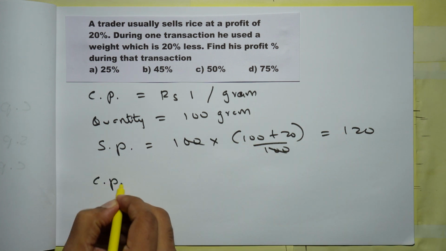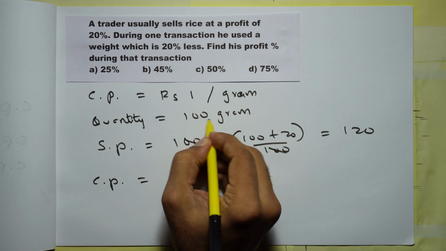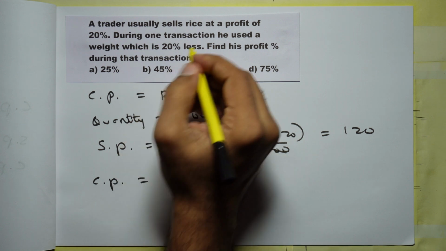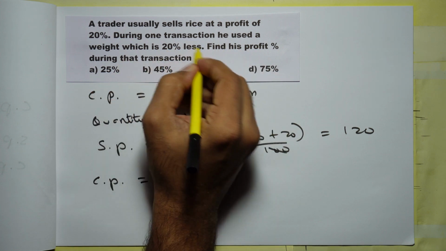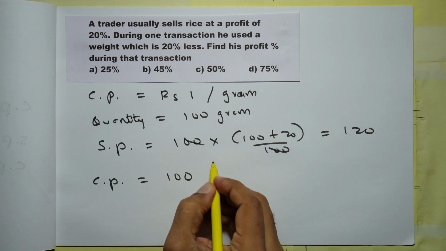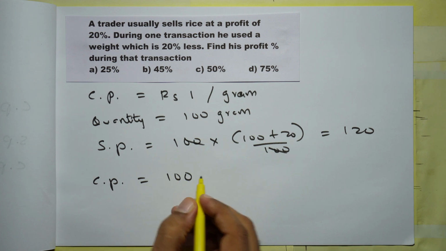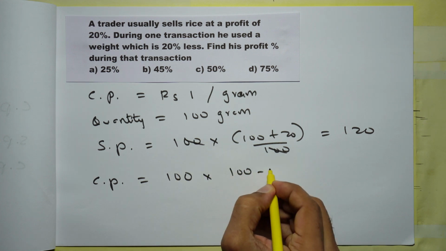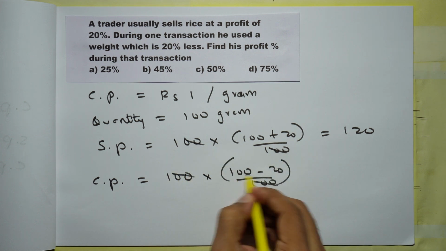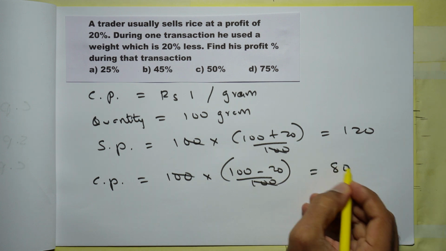Now we'll find his cost price. For 100 grams, his cost price is 1 rupee per gram, like that for 100 grams. So his cost price actually will be 100. But he used the weight which is 20% less. So he does not give the full 100 grams. So you have to reduce this value by 20%. That will be 100 minus 20 by 100. 100 and 100 cancels out. So 100 minus 20, you will get 80. So he actually gives only 80 grams.